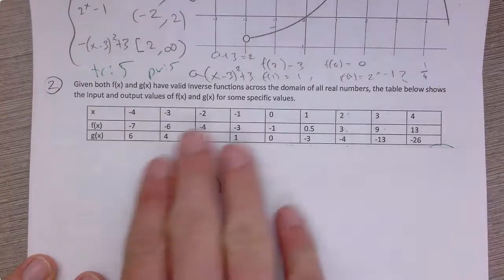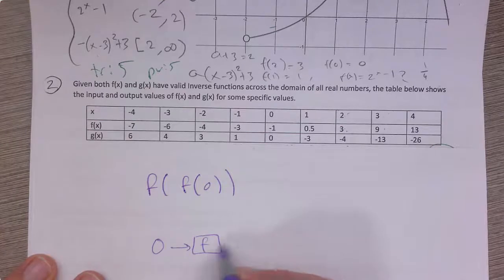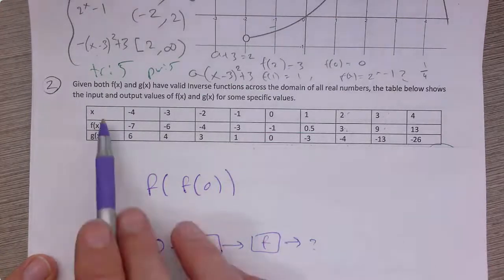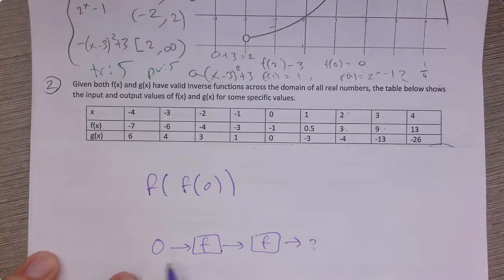So I might give it to you in a graph or a table or an equation, but it's the same big idea. Here the big idea is I take 0 as an input, send it through f. Whatever the output is, I'm going to send it through f again and see what my answer is. Only here we've got a table of values with a couple of inputs and a couple of outputs, but we can still apply this idea. What happens if I send 0 through f?